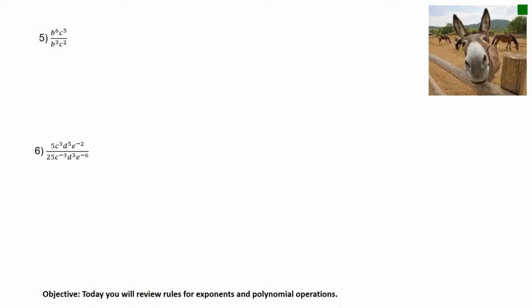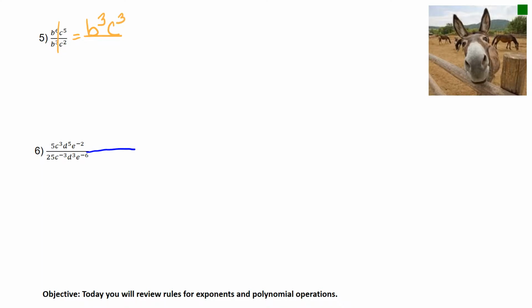Okay, 2-story houses. Boom. Where are there more B's? Up on top. We've got 6 on top, 3 on the bottom. The 3 cancel with the 6. We subtract, we get 3. Where are there more C's? Up on top. Got 5 on top, 2 on the bottom. The 2 cancels. 5 minus 2 is 3.